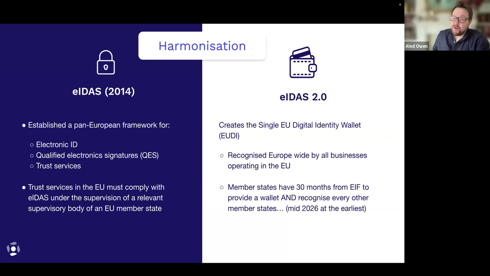Each member state is required by eIDAS 2 to produce, through either public or private sector delivery, both an EUDI wallet for its citizens and the necessary infrastructure to recognize credentials from other member states. Enabling legislation and a 30-month implementation period will have us looking at entry into force in mid-2026 at the very earliest.